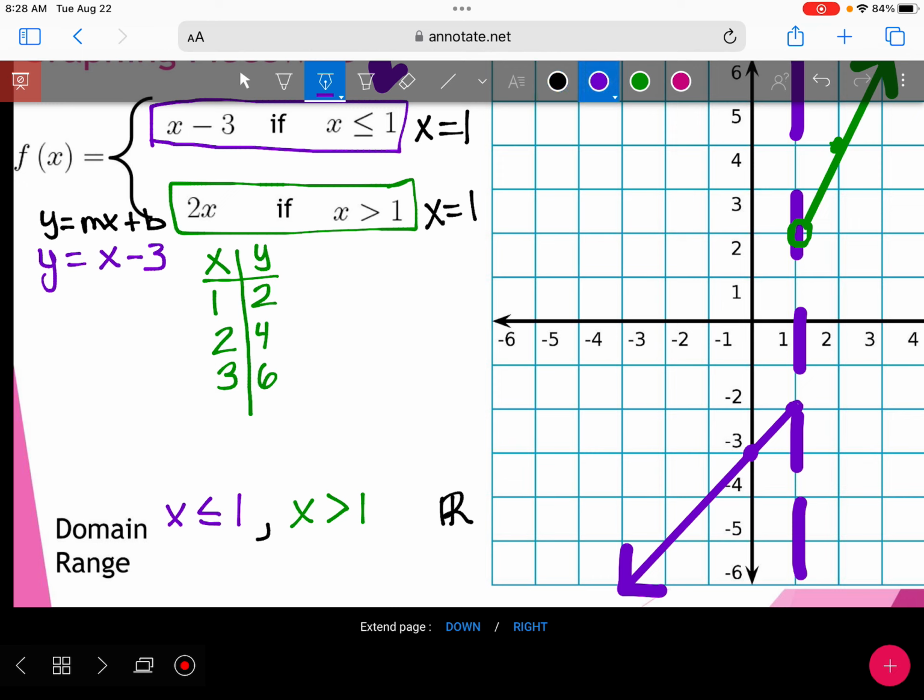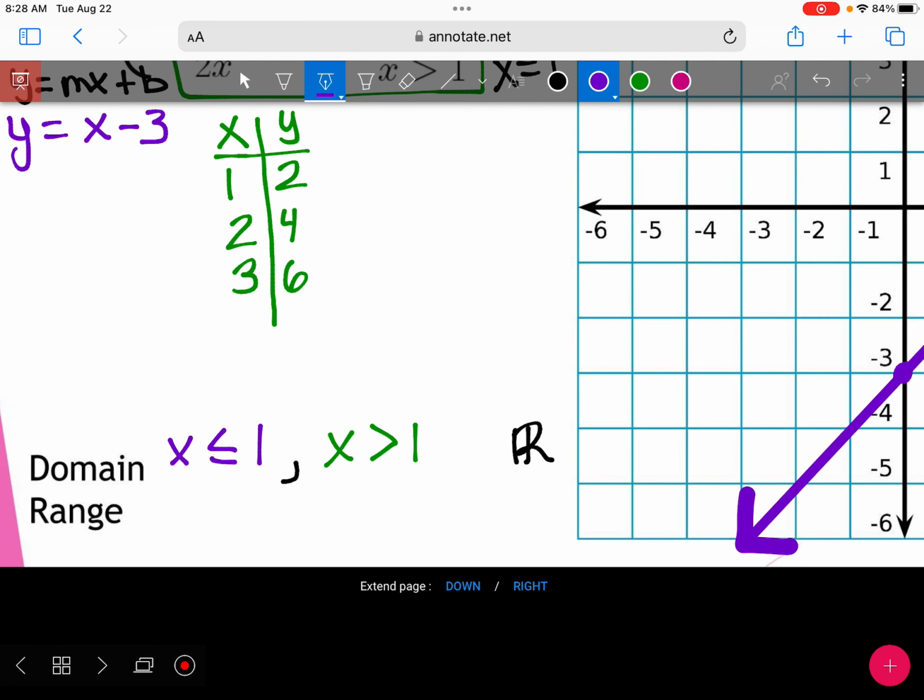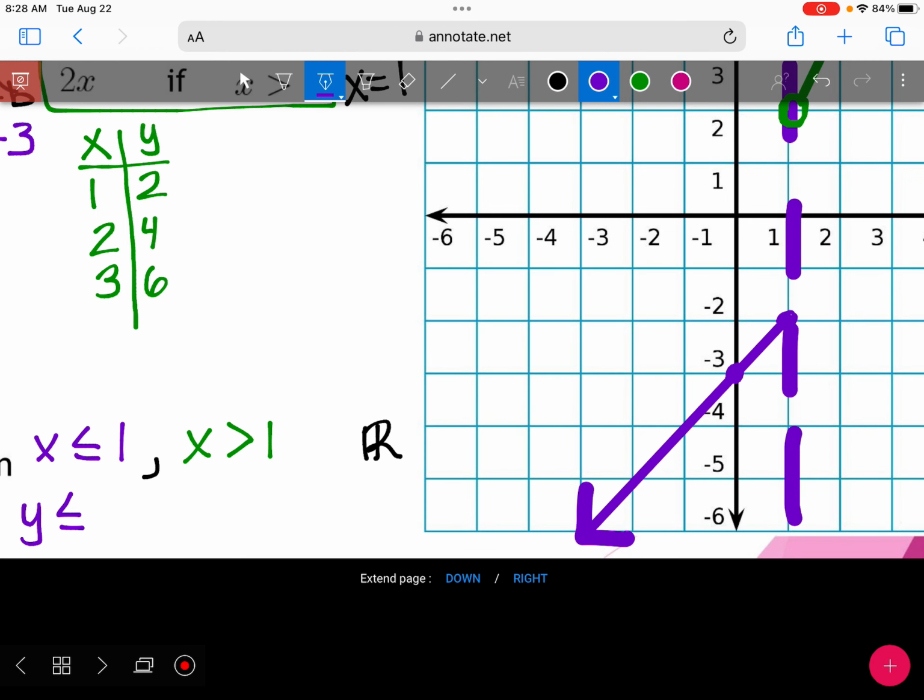For our range, we're gonna look at the individual chunks. It's just the easiest way to do it. So looking at my purple piece here, what is gonna be my rule for my y's on the purple piece? Are my y's going up or down? Down. So my y's have to be less than or equal to what? -2.